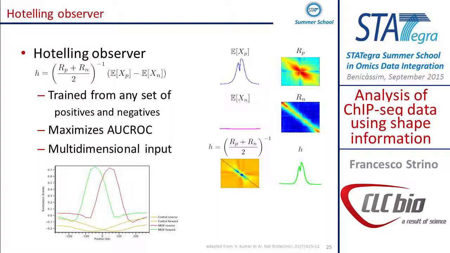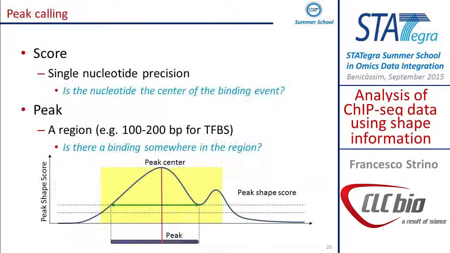And one thing that is very nice for this is that you can have multi-dimensional input. So in this case we separated forward and reverse, and control forward and reverse. So we have like a 4-dimensional input, and we could have replicates, or we could have related factors and everything. And so that's a nice thing. You can just paste things together. So it's quite easy to do replicates and other things.